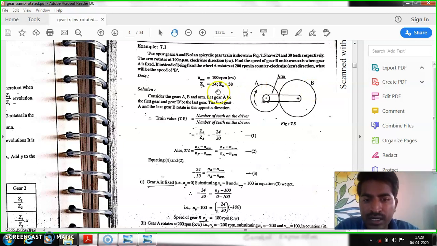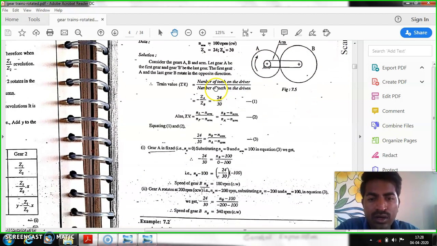First, write down the given data. Speed of the arm is given as 100 rpm clockwise. Clockwise values are taken as positive and counterclockwise values are taken as negative, as you already know. ZA, the number of teeth on gear A, is 24, and ZB is 30. Consider the gears A, B and the arm. Let gear A be the first gear and B the last gear.